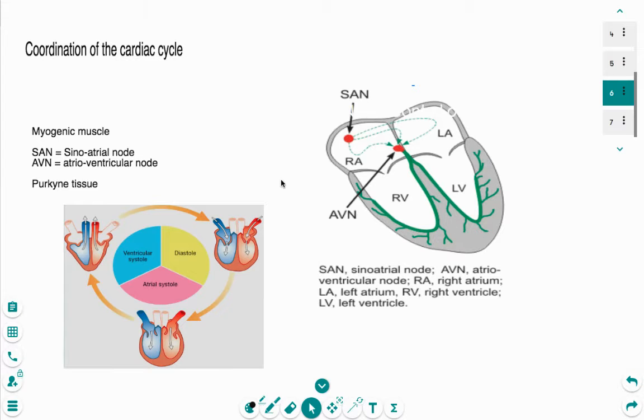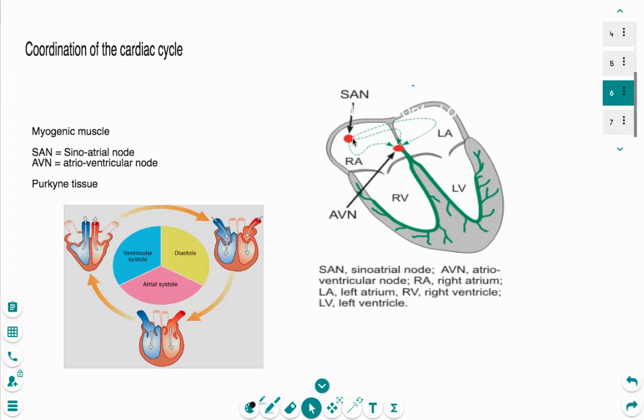Okay, so when we talk about the coordination of the cardiac cycle, we just need to be aware that the heart is said to be myogenic, which means it's a muscle which is self-stimulating. So it's able to generate its own electrical activity, and it all starts in this region here called the sinoatrial node, which is found in the top corner of the right atrium.